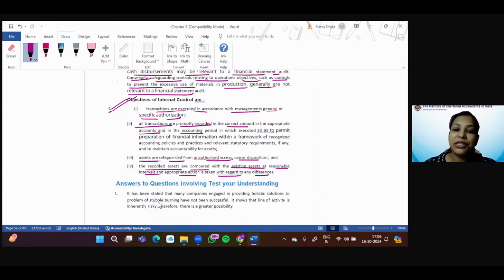So this question is asking for the safeguarding of assets with respect to financial reporting objectives as well as operation objective. Plus, it is also asking about the objectives of internal control. So this was a topic which was not covered in the topics that we have done so far. So that is why I have taken up this topic also.